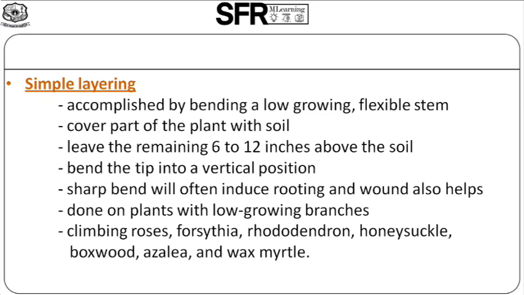For simple layering, plants like climbing roses, forsythia, rhododendron, honeysuckle, boxwood, azalea and wax myrtle are used. These plants can easily be propagated through simple layering.